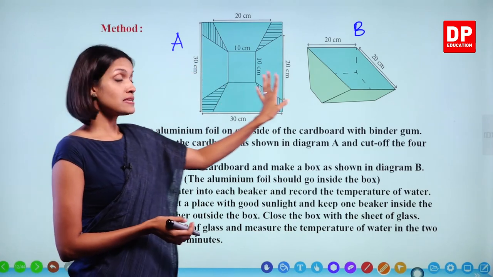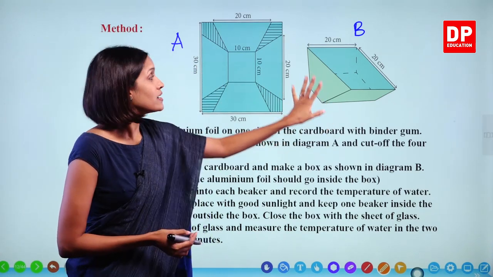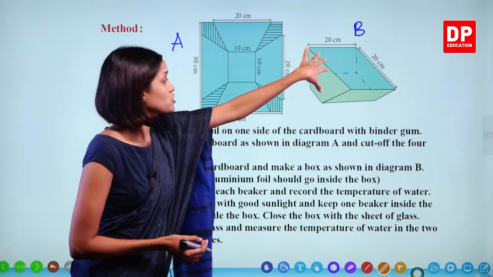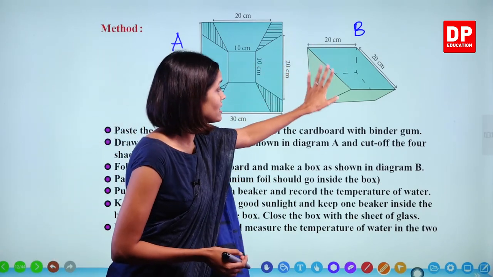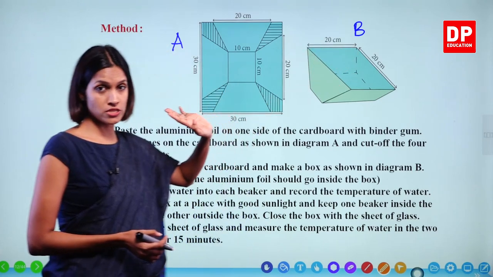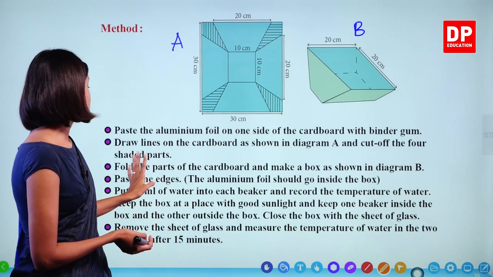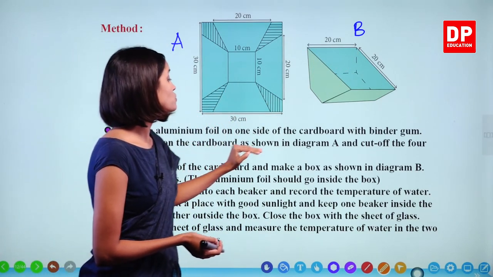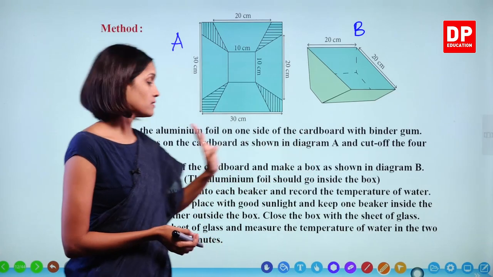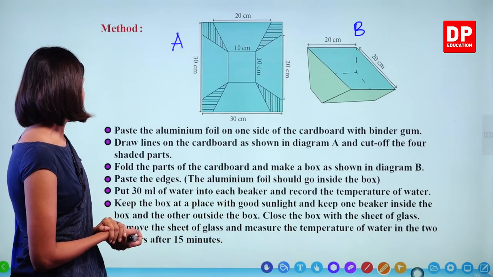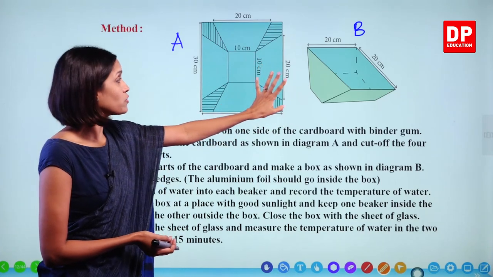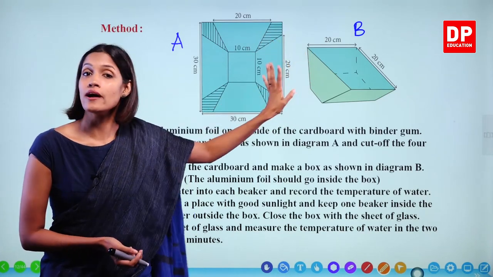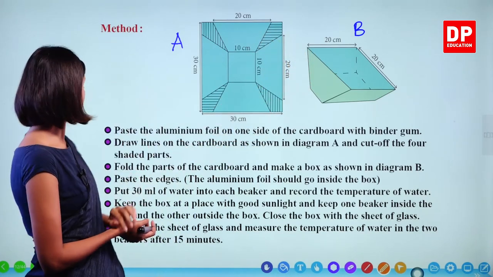And when you paste the edges, you have to make sure that the aluminium foil side should go inside. You have to make sure that the silver color side is inside the box. So paste the edges, the aluminium foil should go inside the box. Next one. Now we have completed making the box. Now we are going to use it as a solar thermal stove, right?